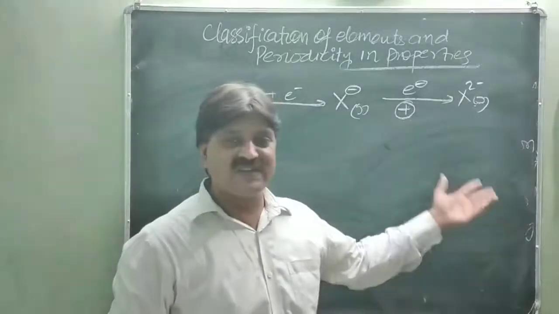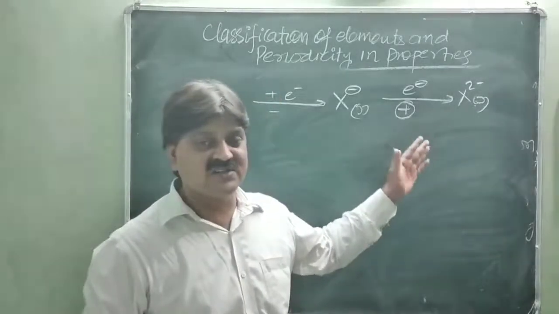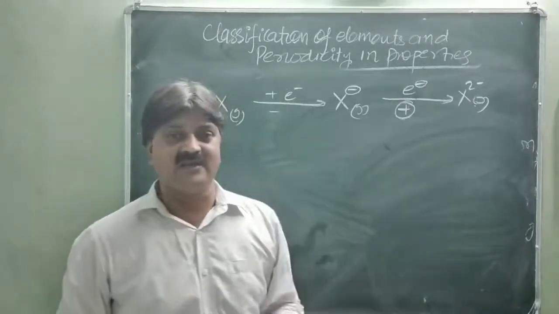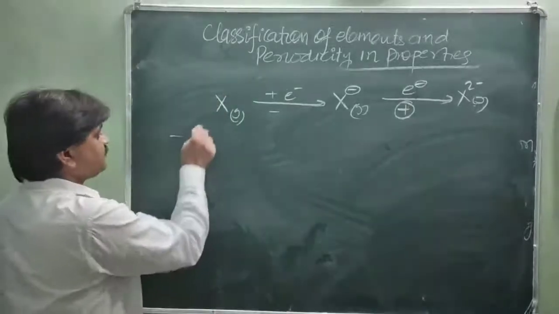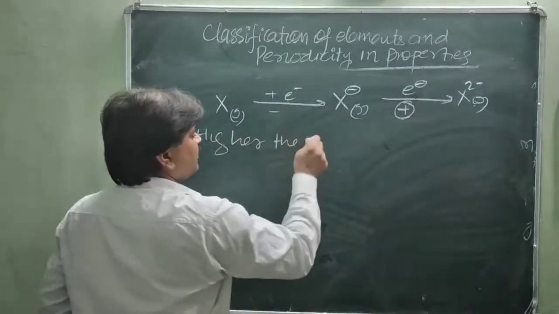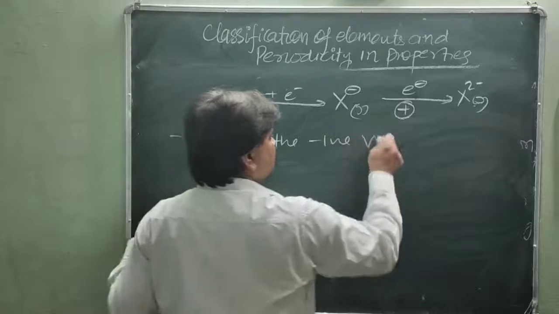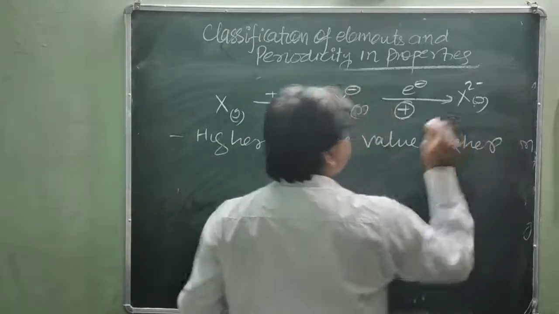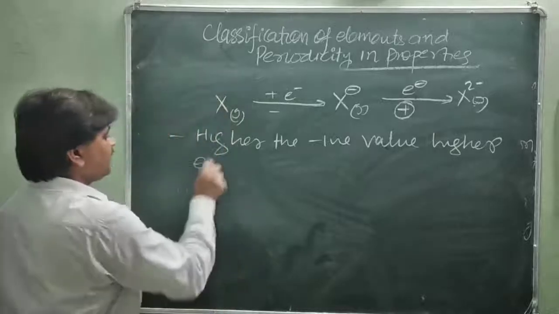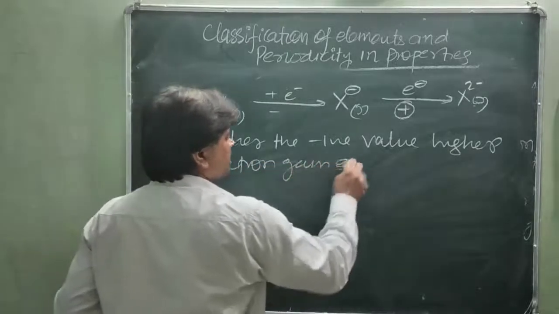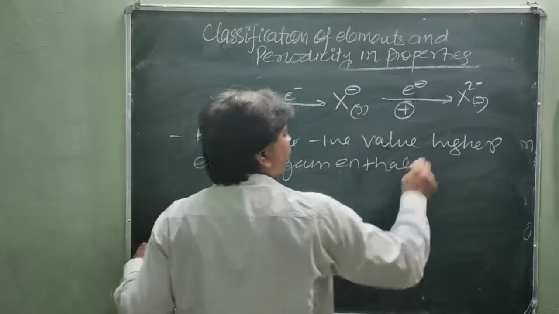By addition of an extra electron in the outermost shell in its isolated gaseous state is called the electron gain enthalpy. And higher the negative value, higher the electron gain enthalpy. Higher electron gain enthalpy means more energy is released.